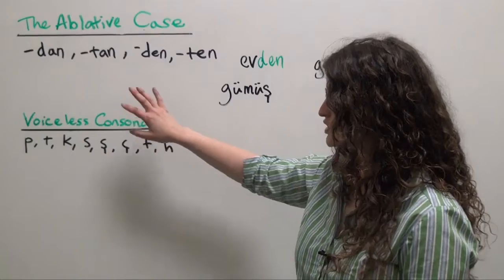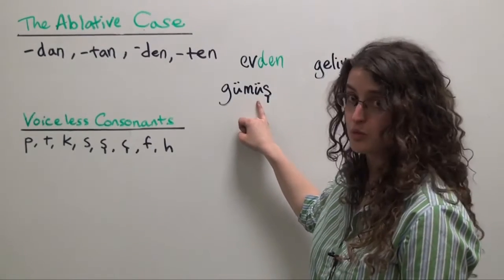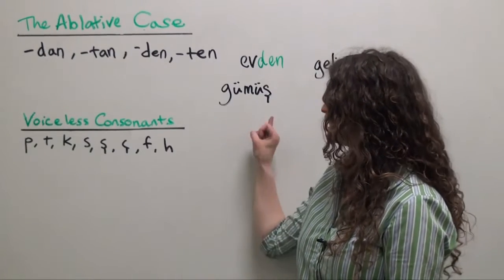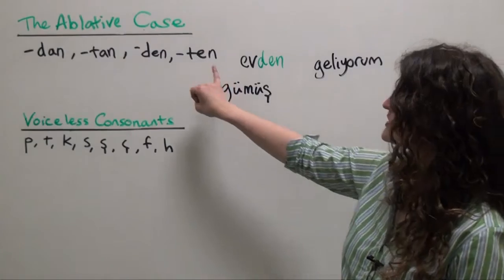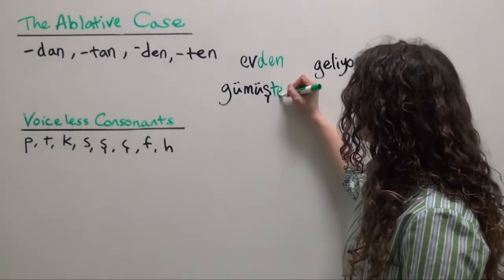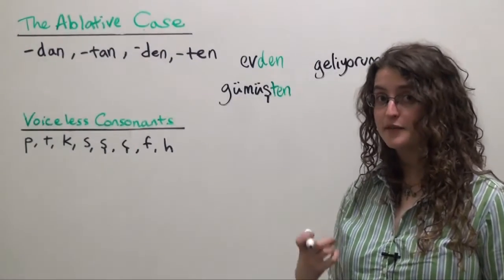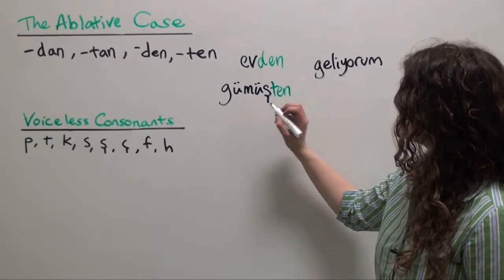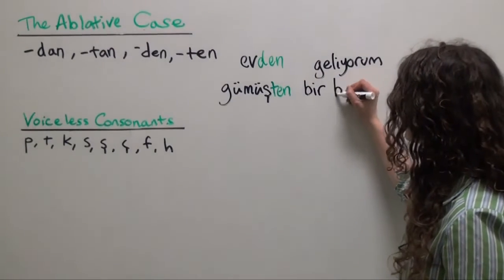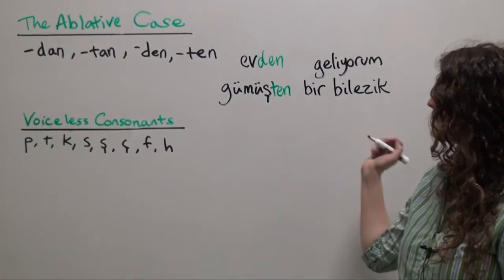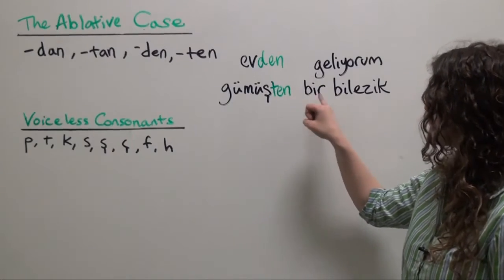So we're going to choose the version of the ablative case ending which agrees not only in terms of vowel harmony with the vowel in gümüş, but also has a voiceless consonant to match the voiceless consonant that gümüş ends with. So we will say gümüşten, from silver or of silver. We wanted to say a bracelet of silver or a silver bracelet, so we will next add the Turkish word a or one, bir, and finally the word for bracelet, bilezik. So a silver bracelet, or literally from silver or of silver with the ablative case ending, a bracelet.